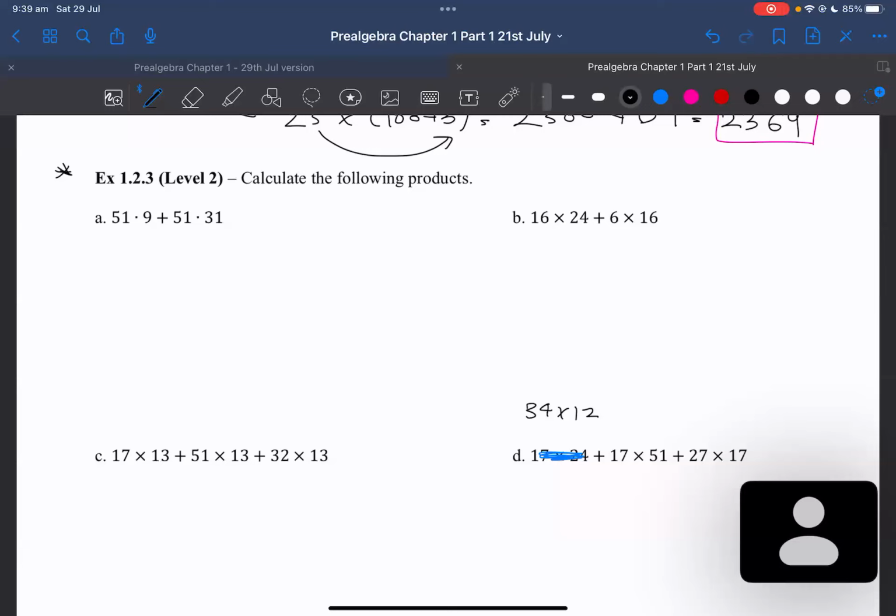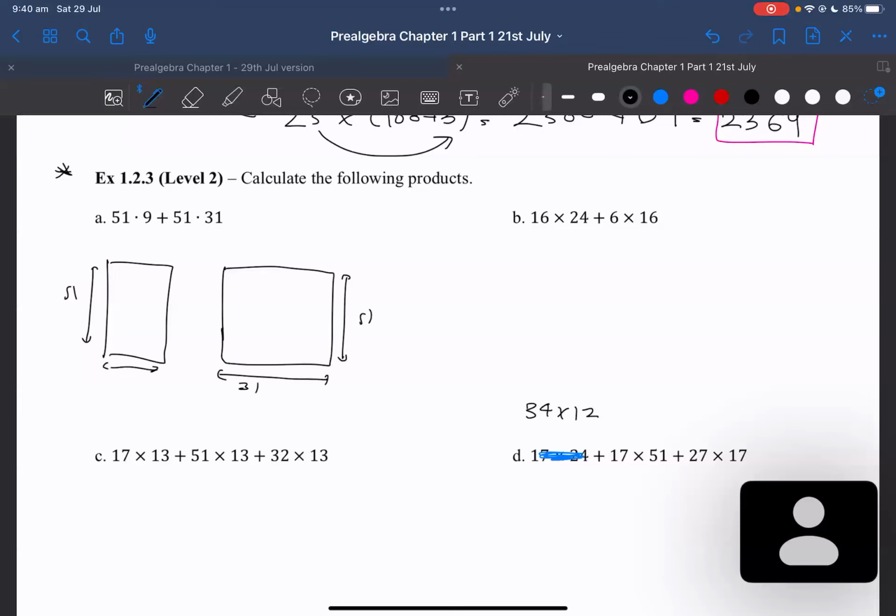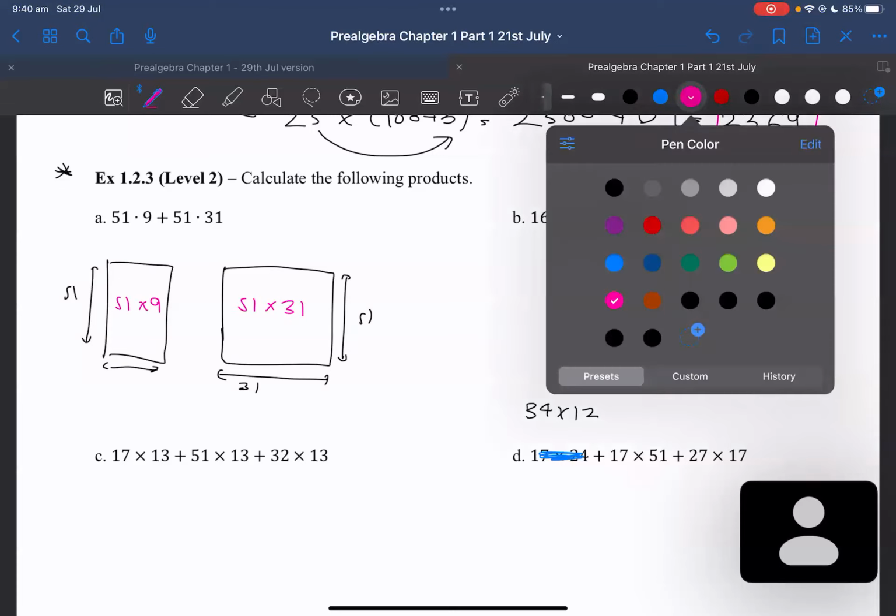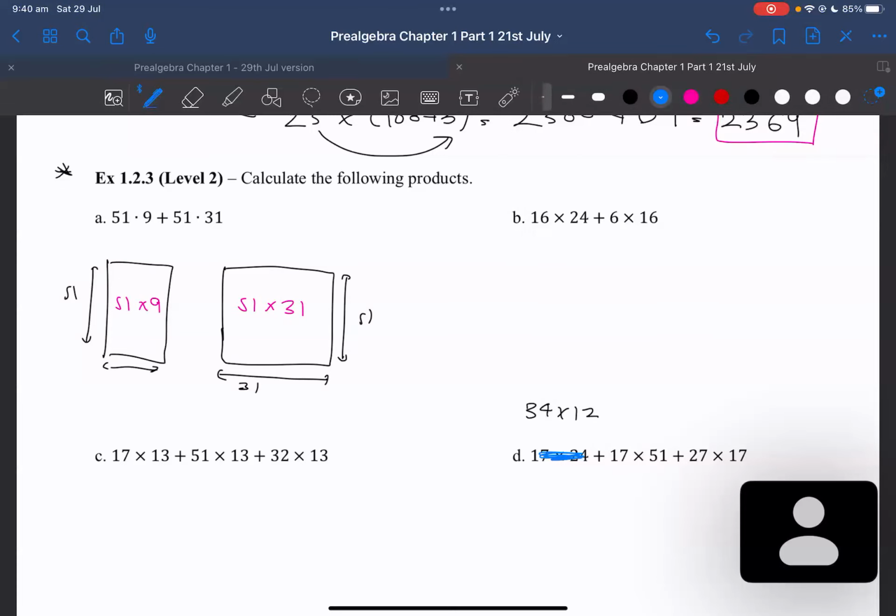So think of it like a rectangle. This is the picture I want you to think of. This is a rectangle with length 51 and width 9. This is another rectangle, not to scale by the way, with 51 and 31. That's basically what you're doing. This is 51 times 31, and you add them by the area of the rectangle. This is 51 times 9. The idea is that if you combine these rectangles together, it's the same as one rectangle.